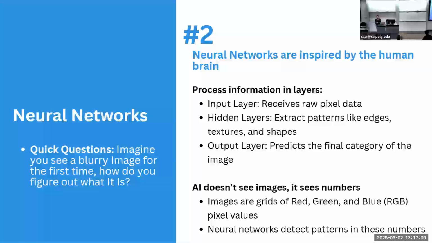These traditional networks are good for language processing, but they struggle with images because there are certain things in the layers that they don't do, but we won't get into that. This is where convolutional neural networks come into play, which we'll discuss next. Just something to think about: if you see a blurry image for the first time, how do you figure out what it is? That's what a neural network does, which I explained earlier. Are there any questions on that part?